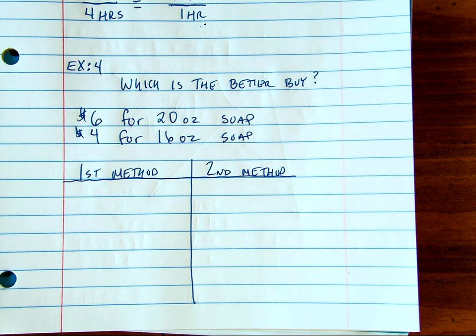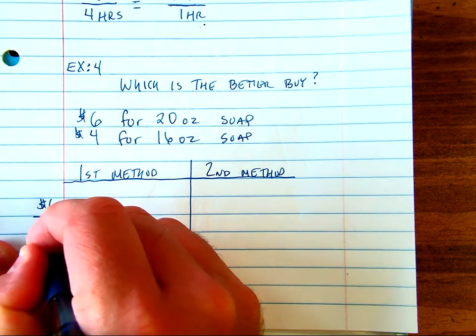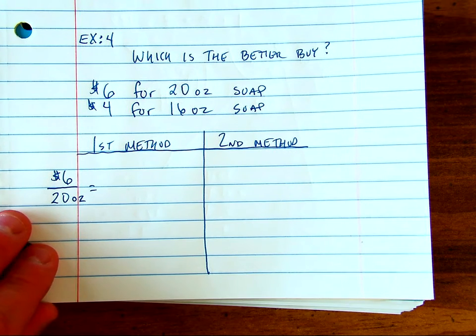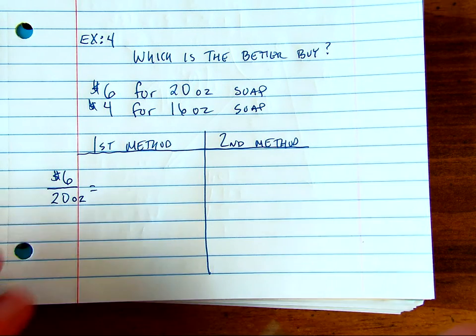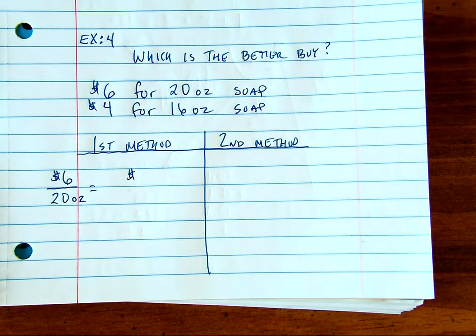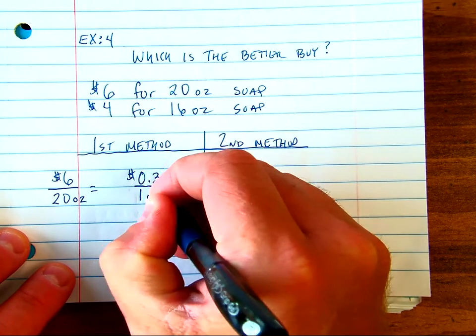So let me show you this for 1 second. There's two ways to do this. The first way to do this is to simply put $6 over 20 ounces. And when you type that into your calculator, what's 6 divided by 20? How much? 3/10. So as money, what's 3/10 as money? 30 cents. So 30 cents per 1 ounce.